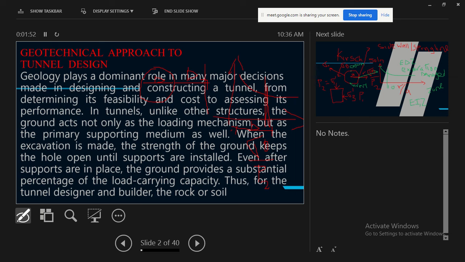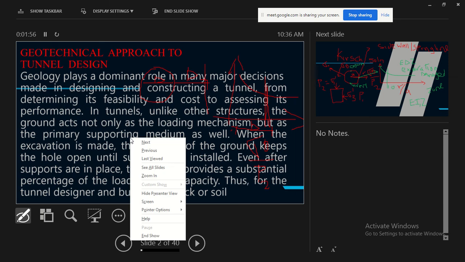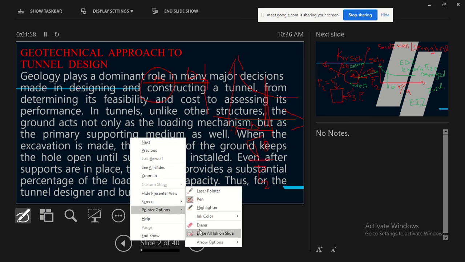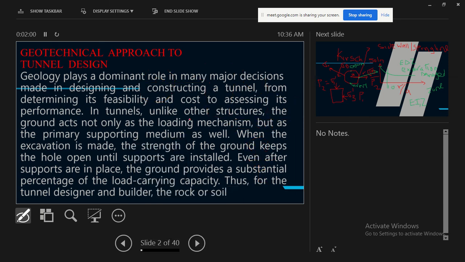We assume linear elastic. Unfortunately, in reality, the solutions do not agree with what people see in practice. So this is one thing, but at least the Kirsch solution gives us a way to understand the stress redistribution around the tunnel.